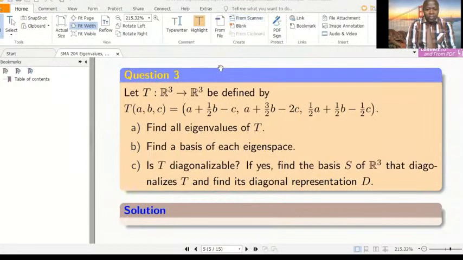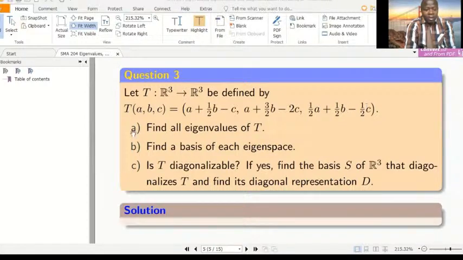Now let's look at this question 3, which says: let T be a mapping defined by T maps (A, B, C) to (A plus half of B minus C, A plus 3 over 2 B minus 2C, and then a half of A plus a half of B minus a half of C). So this is the question.